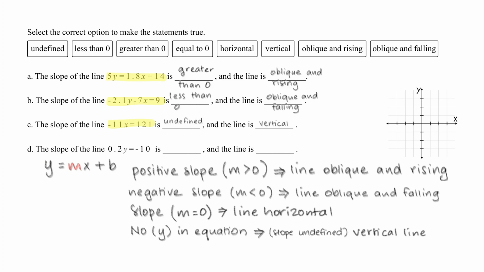Part D. We are given the equation 0.2y equals negative 10. Notice there is no x in this one. Solve for y by dividing by 0.2. So negative 10 divided by 0.2 equals negative 50. Therefore, the slope is equal to 0, and the line is horizontal.